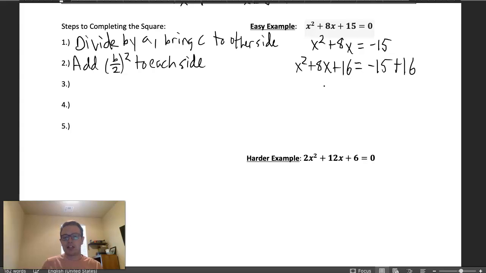We have to add it to both sides because what we do to one side, we have to do to the other. Step 3 is going to be factor the left-hand side.